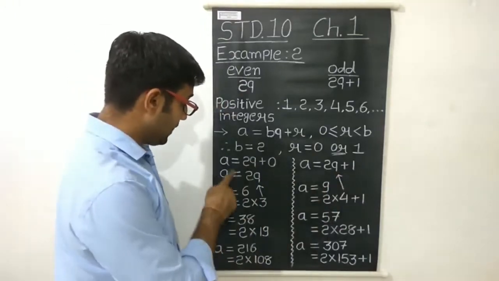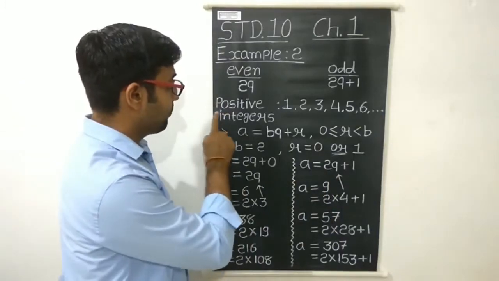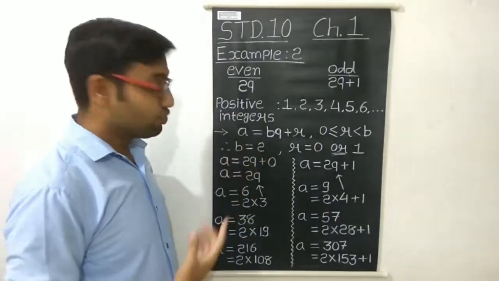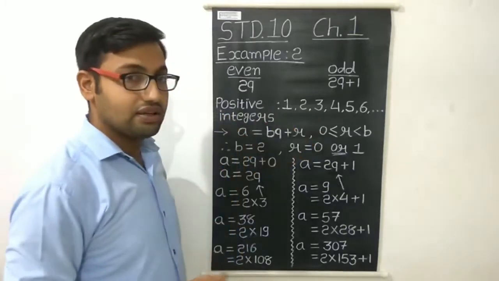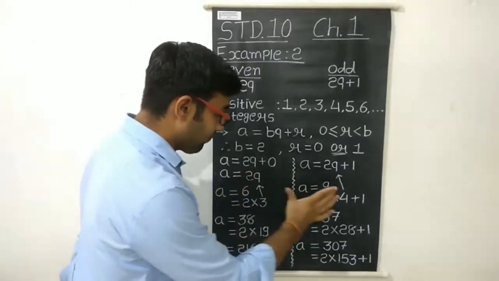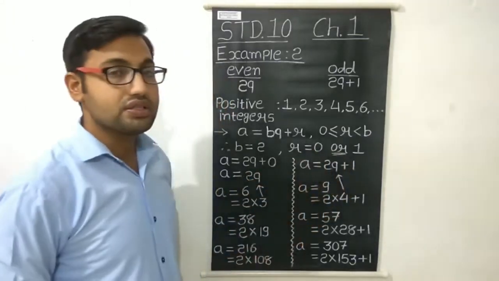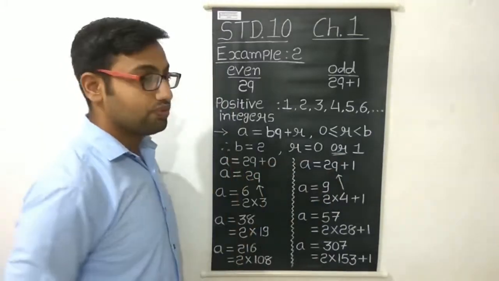And what have we taken as a? We took a as a positive integer. So here you can see that all positive integers we can represent either in the form of 2q or in the form of 2q plus 1. Okay, so this is all about the solution of this question.